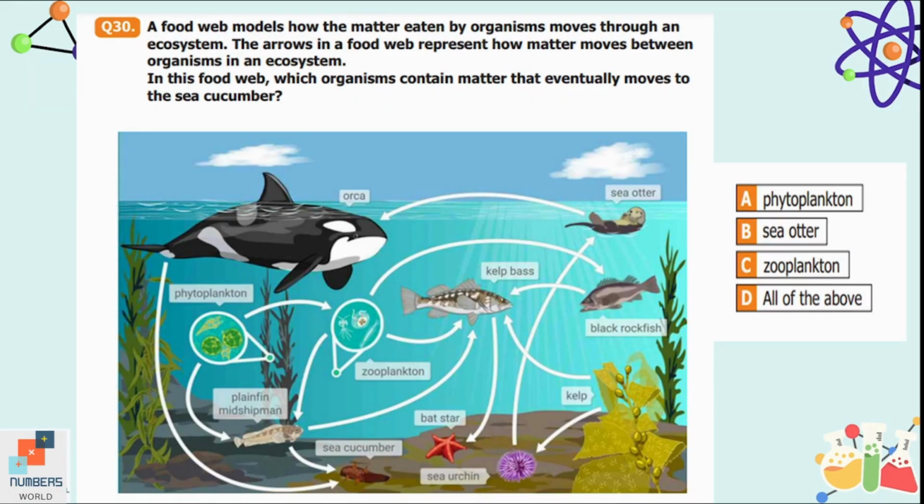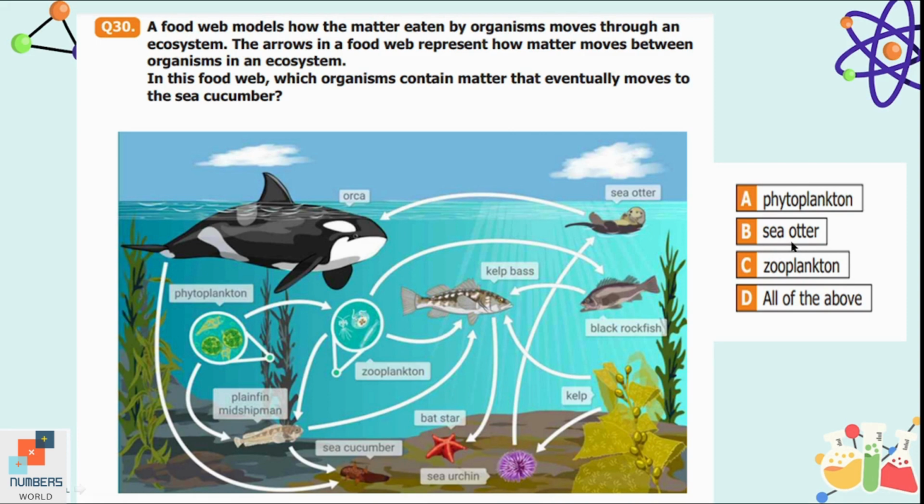Question number 30. A food web models how the matter eaten by organisms moves through an ecosystem. The arrows in the food web represent how matter moves between organisms in an ecosystem. In this food web, which organisms contain matter that eventually moves through the sea cucumber? So we can see phytoplankton. It is eaten by the plainfin midshipman, and it eats the sea cucumber as well.